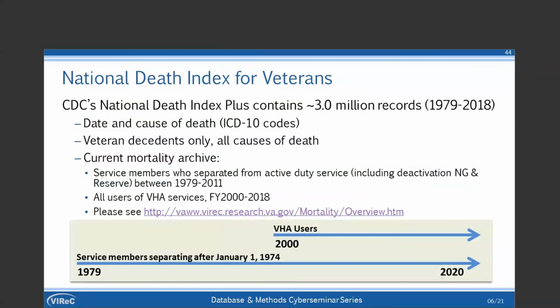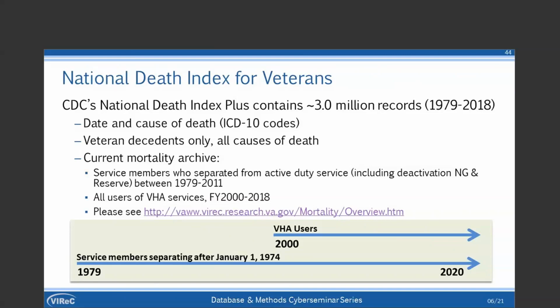which comes from the CDC NDI Plus. It is for veteran decedents only and includes all causes of death. And generally, there is a bit of a lag time. Usually, it's a little bit longer than what is the case for the NDI for the general population. But it is important because it does include cause of death information. It's also a way to verify vital status in patients where you're not quite certain.